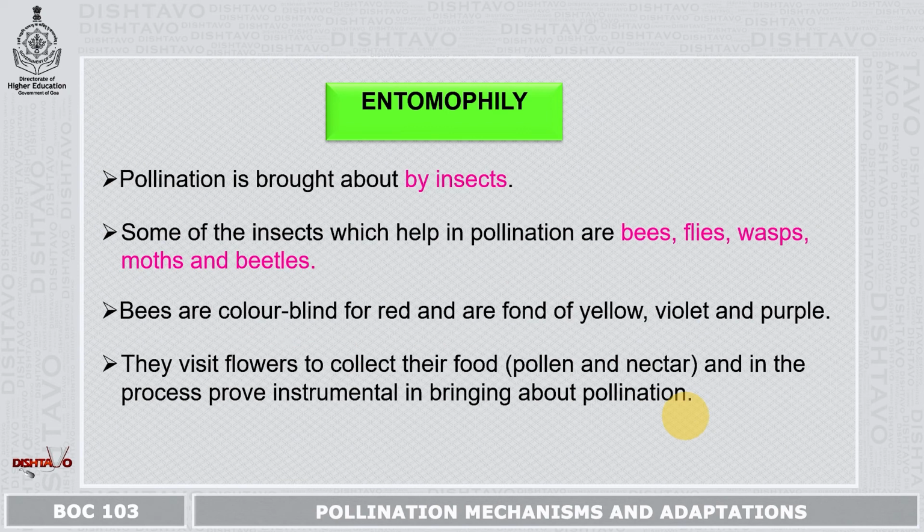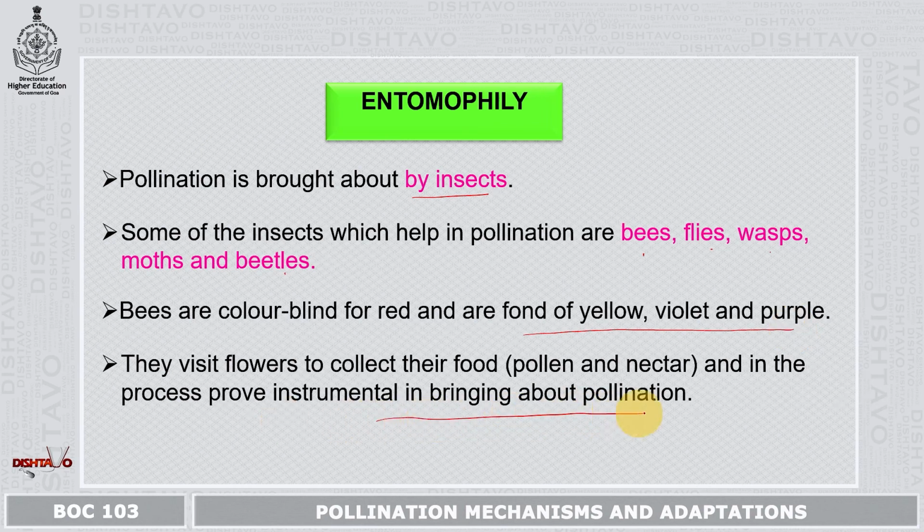Lastly is entomophily, and in this case, pollination is brought about by insects. Some of the insects which help in pollination are bees, flies, wasps, moths, and beetles. Bees are colorblind for red, but they are fond of yellow, violet, and purple. They visit flowers to collect their food, that is pollen and nectar, and in the process they prove instrumental in bringing about pollination.